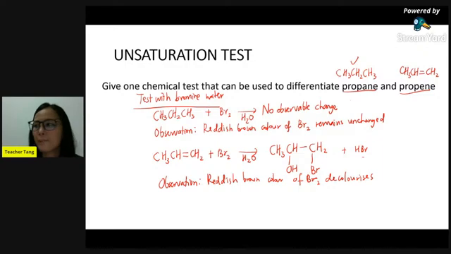That is the unsaturation test. So the unsaturation test is used to differentiate alkene from other classes of compound.